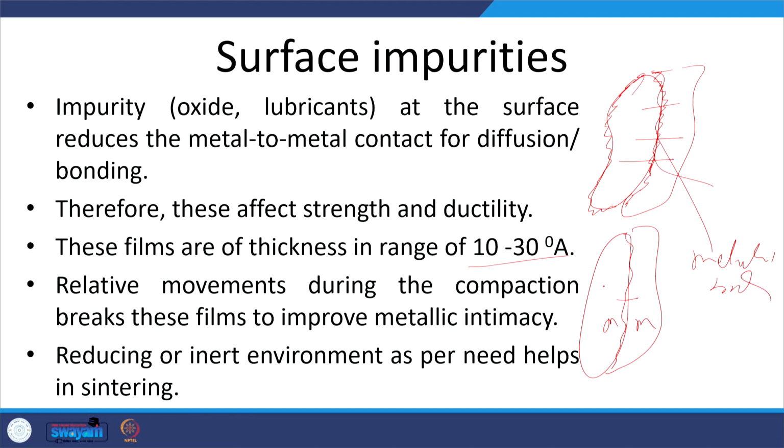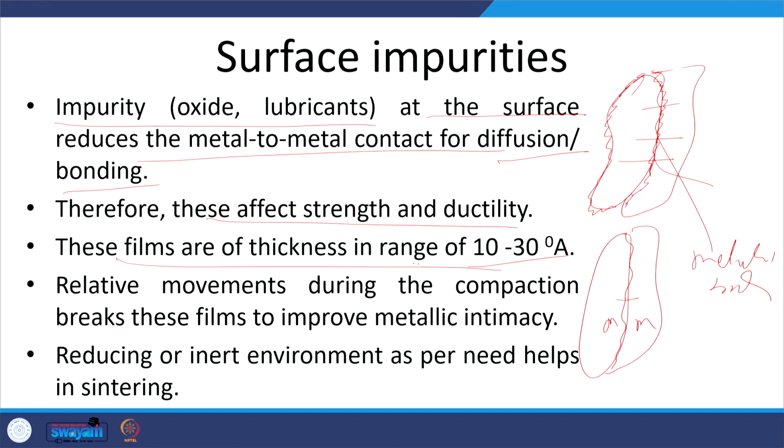So, if the diffusion is resisted, then the metallurgical bonding process will be slowed, or it will result in a product with significant impurities as well as a significant proportion of voids and porosity in the powder metallurgy product due to the reduced diffusion. Okay. So, impurities in the form of oxides and lubricant at the surface reduce the metal to metal contact, and that adversely affects the diffusion as well as the metallurgical bonding during the sintering. Therefore, these affect the strength and ductility, because the desired strength and ductility is achieved through the metallurgical bonding. If the impurity present at the surface is not helping in that, then our strength and ductility is compromised.